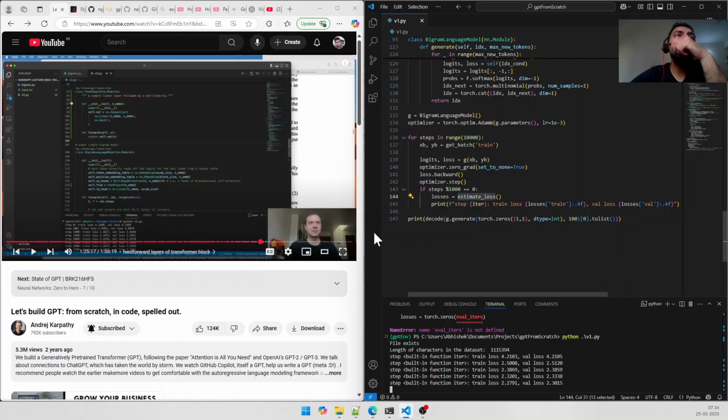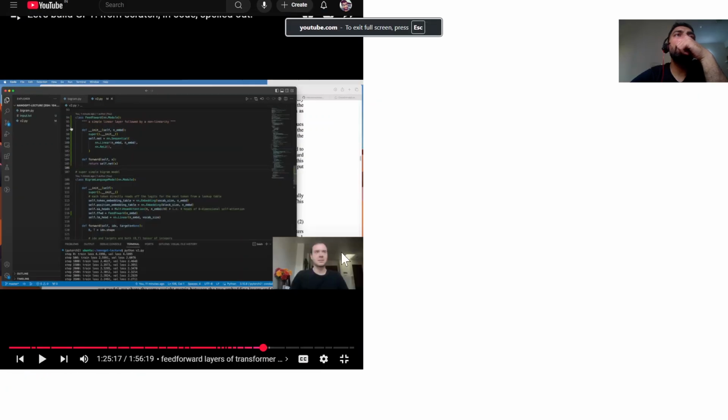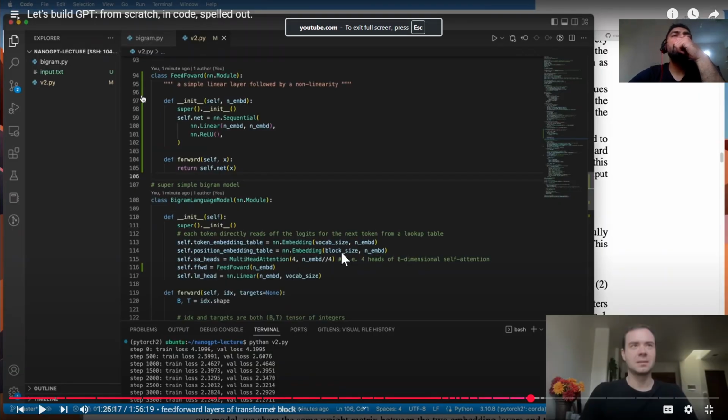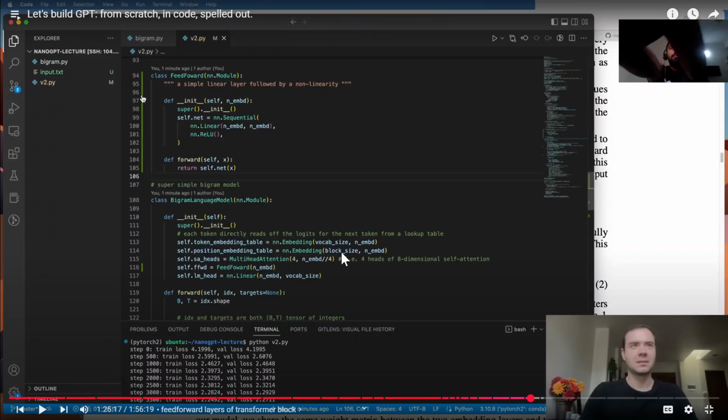So in feed forward, we are defining a linear layer, and embeddings and outputs and an embedding. I think that is for each of the batch, each of the token 32 length, and then we are doing a ReLU, which is a non-linear function.